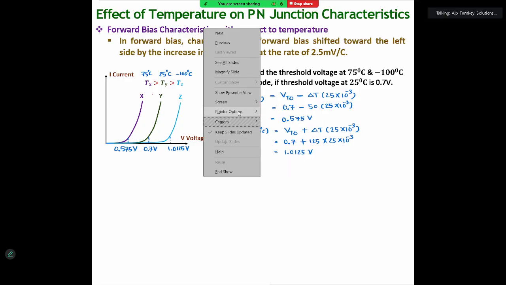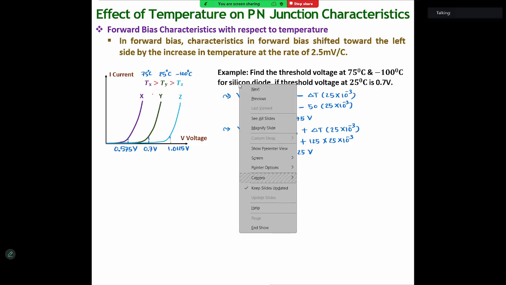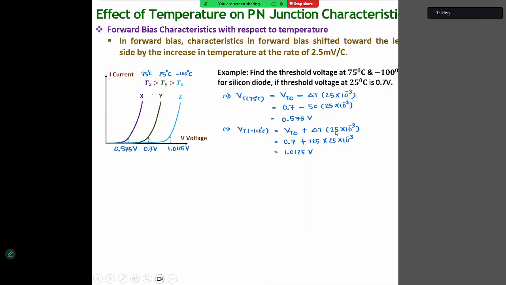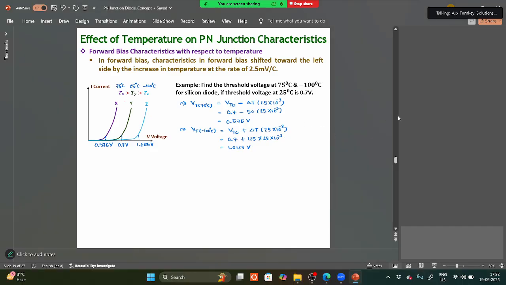The pen is disabled here. Why is the pen disabled? Pointer.